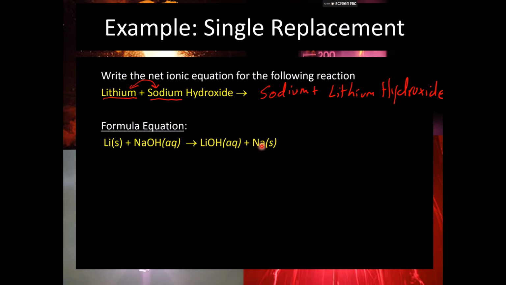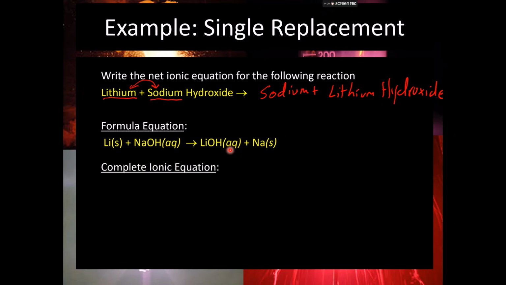This is what we've been writing up to now, which is what we call the formula equation. This is already balanced. It just needs ones in front of everything. But once we have this formula equation, this would have been the final answer for something like section 3. But now we can actually go further. We can write out the complete and net ionic equation for this compound.